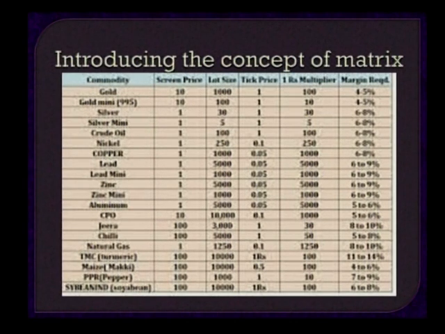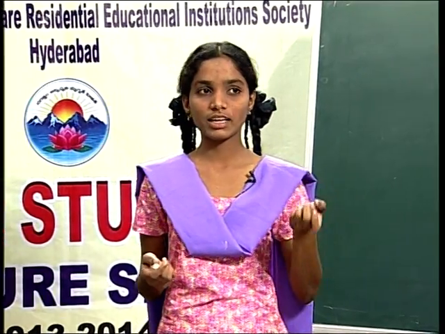And have you observed your cell phone? In that, the numbers are arranged in rows and columns. And have you ever gone to a ration shop? There the prices are arranged in rows and columns. So the arrangement of numbers in rows and columns is called matrices. Now we are going to discuss matrices.